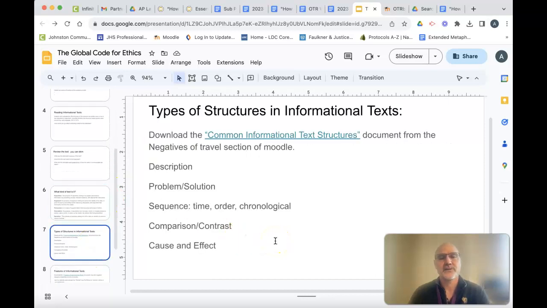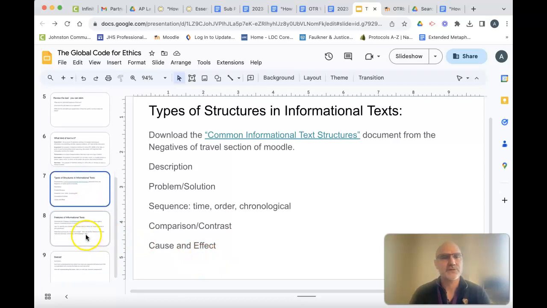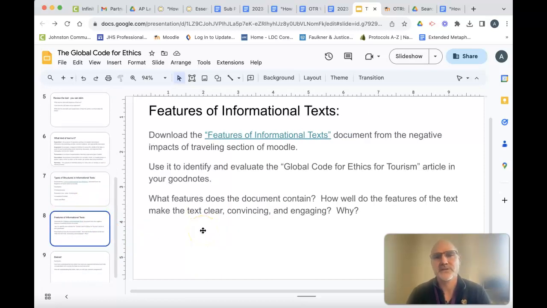Then we might see how is it organized? What are some of the structures in the informational text that we have? This link, if you're on the Moodle, will take you to, actually it didn't take me where it was supposed to go, so maybe that link doesn't work anymore, but use the ones on the Moodle page. Are there elements of description, problem solution, sequence, comparison contrast, cause and effect? That would be your section where you try to find some examples. And then start thinking about the features of the text as well. What features does the document contain? How well do the features of the text make it clear, convincing, engaging? Why do you think so?